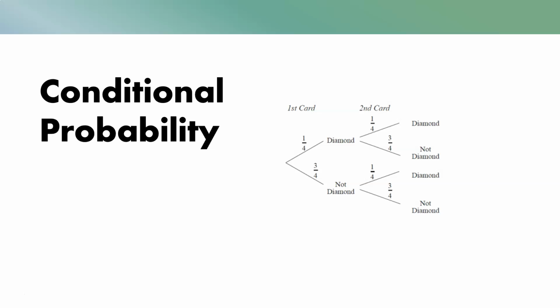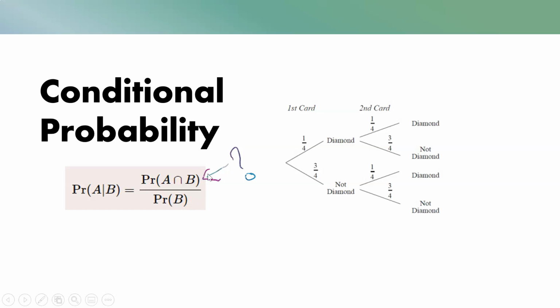Alrighty, so now we've got some fractions involved here. We want to know the probability. We're going to use this one, B after A, but we're now going to give ourselves some values. Before we do that, what is the intersect? How can we find our intersect? Well, here it is. Here's our intersect of diamond and diamond. So a quarter times a quarter would be that value.